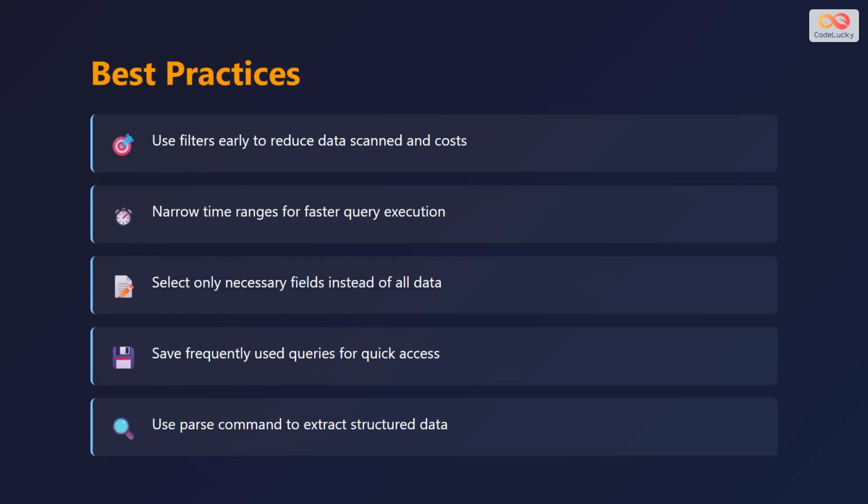Let's wrap up with some best practices. Always use filters early in your queries to reduce the amount of data scanned, which lowers costs and speeds up execution. Narrow your time ranges to focus on relevant periods for faster query execution. Select only the fields you actually need instead of retrieving all data. Save your frequently used queries so you can access them quickly without rewriting them. And finally, use the parse command to extract structured data from unstructured logs, making them easier to analyze. Following these practices will help you get the most out of CloudWatch Logs Insights.